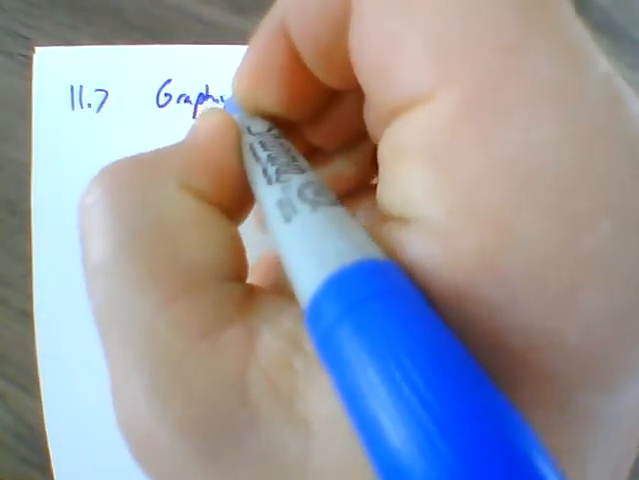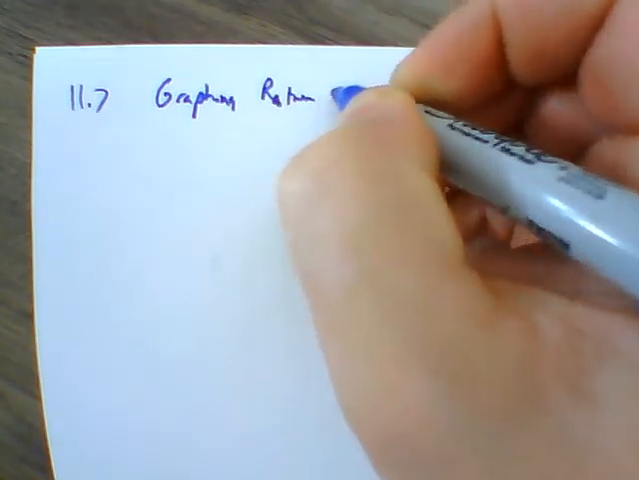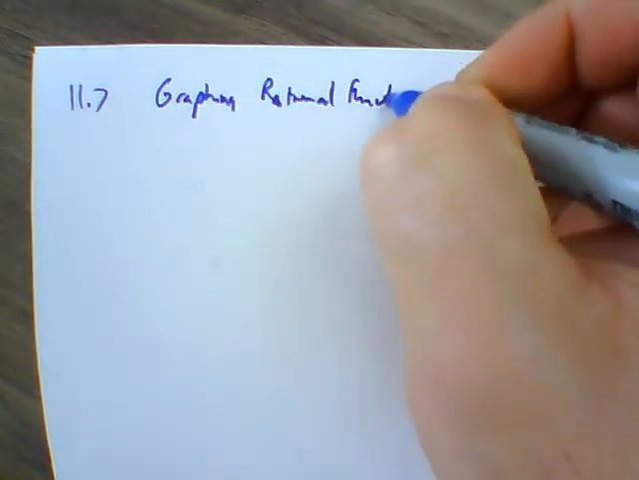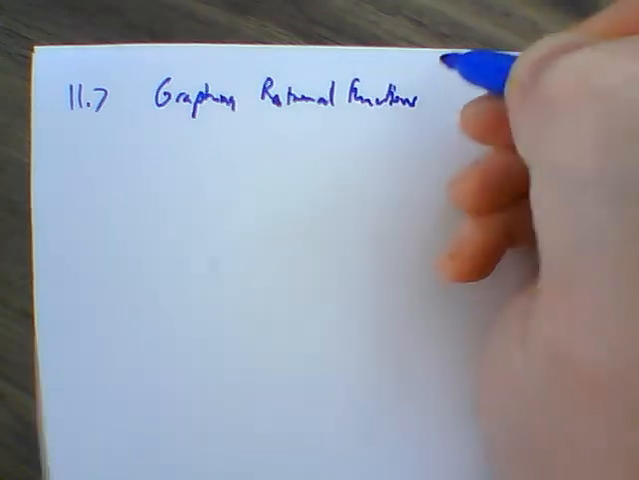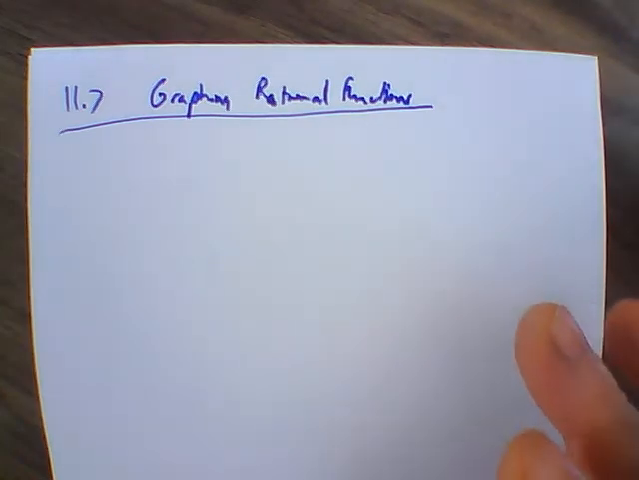Section 11.7 talks about graphing rational functions. So we can go 11.7, graphing rational functions. Now do realize that this graphing process is very basic. It's given to us a little simply done.